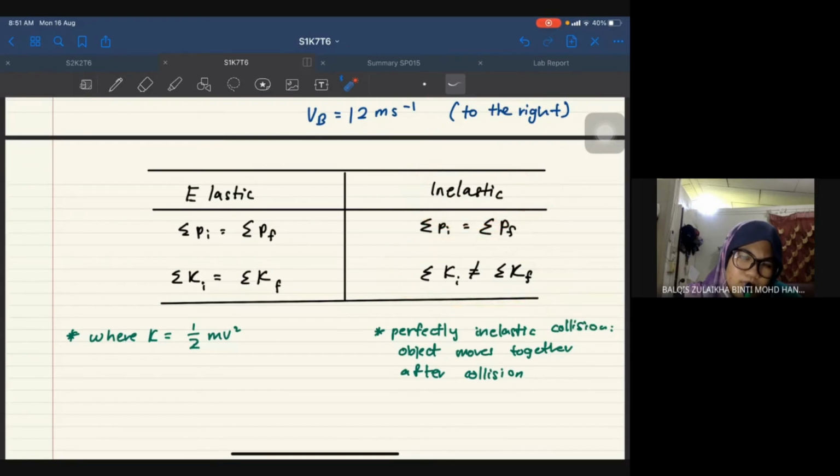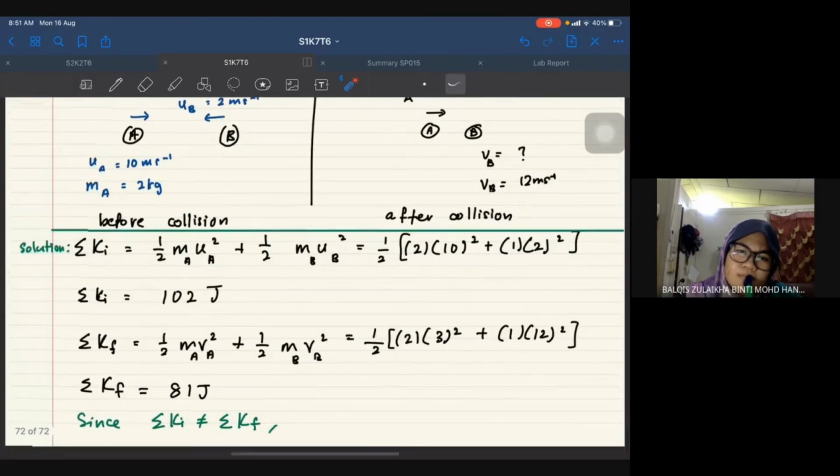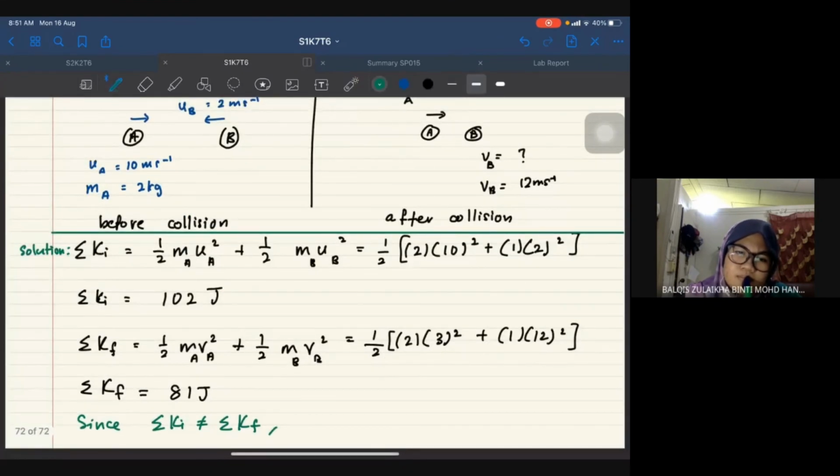Okay, you don't have to bother with this one. Tak perlu pun nak sebut okay perfectly inelastic collision ke tak. So dia tanya elastic or inelastic je. Okay, so you just have to answer that this one is inelastic. So since K initial is not equals to K final, it is inelastic collision.